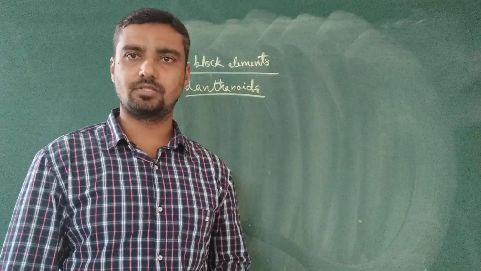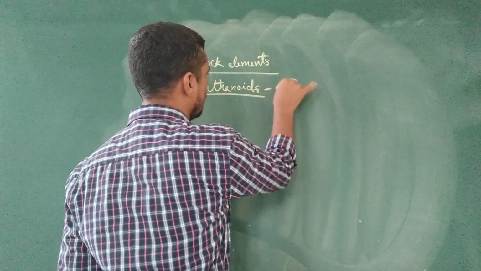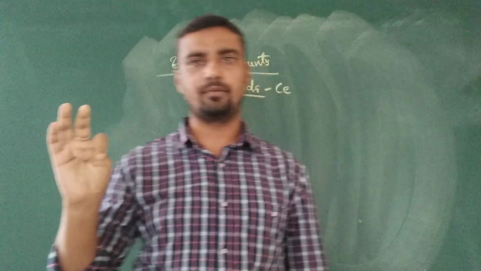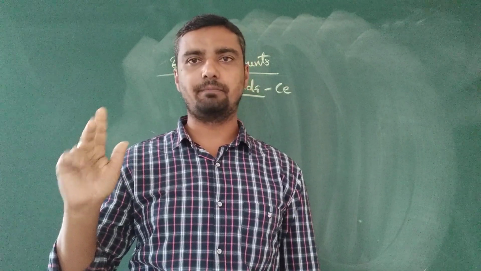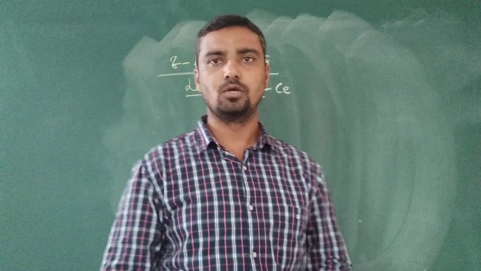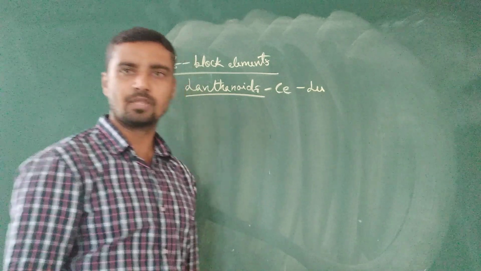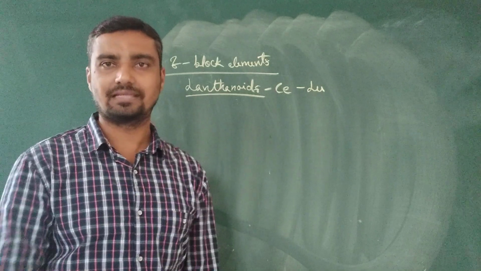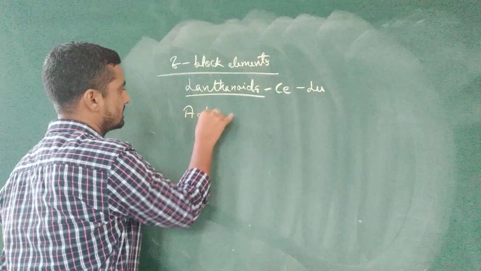In the lanthanide series there are 14 elements: cerium, praseodymium, neodymium, promethium, samarium, europium, gadolinium, terbium, dysprosium, holmium, erbium, thulium, ytterbium, lutetium. It starts from cerium and ends with lutetium. The first series is called the lanthanide series, and the second series is called the actinide series.